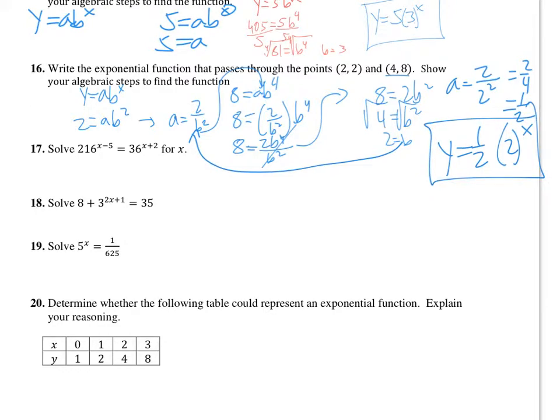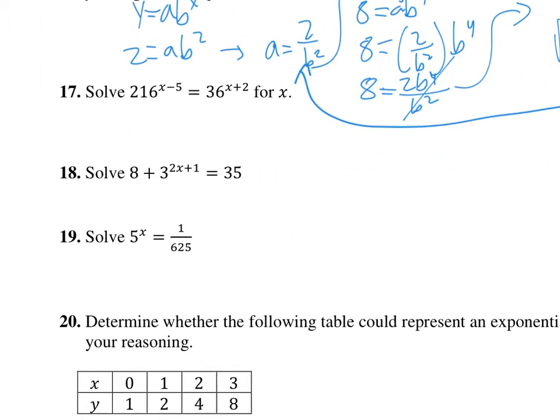Okay, solving exponential equations, we want to take the logarithm, basically, unless we can find a common base. Now, 216 is really 6 to the 3rd. So we have 6 to the 3rd to the x minus 5. And let's rewrite 36. Well, that's 6 squared to the x plus 2. You want to be familiar that 216 is 6 to the 3rd power.